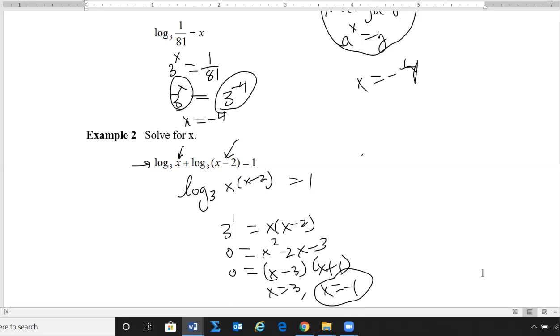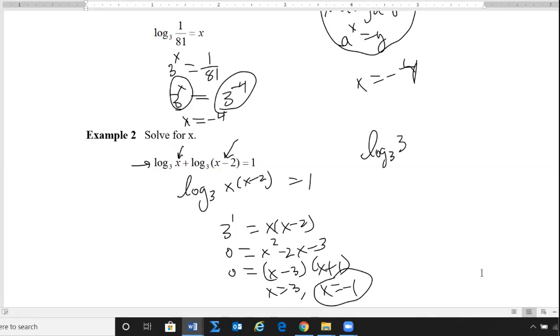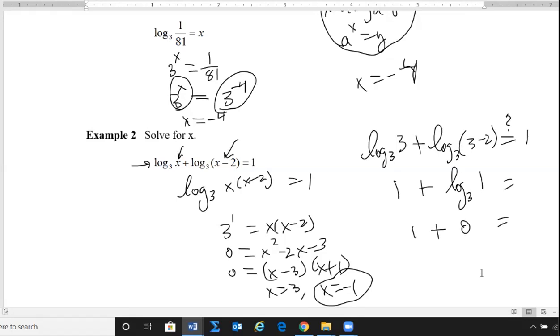You can do a quick check. Let's do this check here. Does that equal 1? Well, here, this is a 1. 3 to the first power is a 3. This one is log of 1, so that must be a 0. So up to that point, we weren't sure. Now we're sure. So we do have a solution. x equals 3 is our solution.